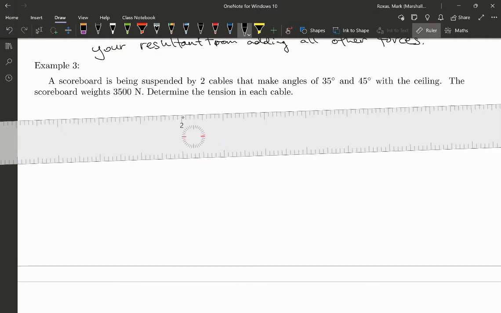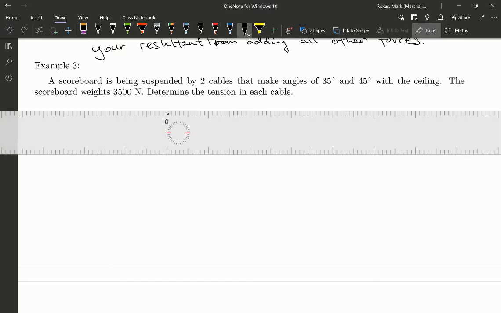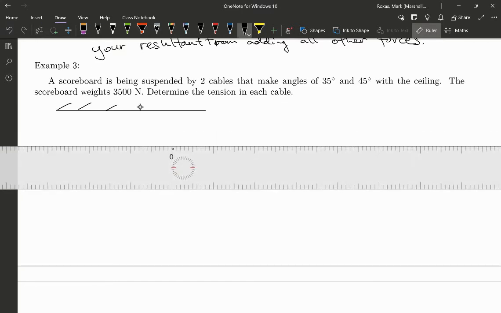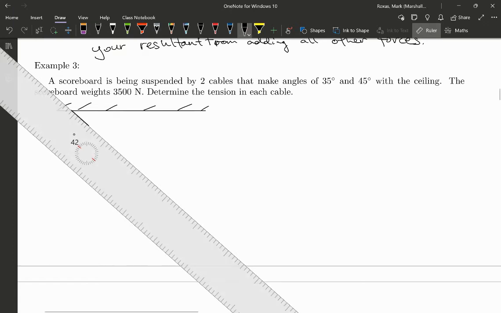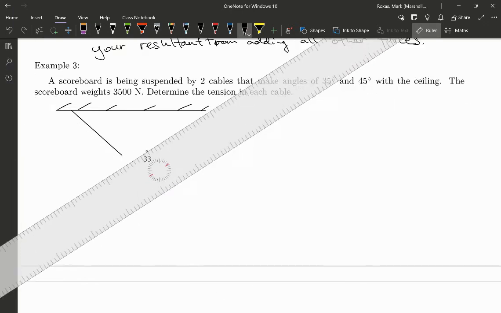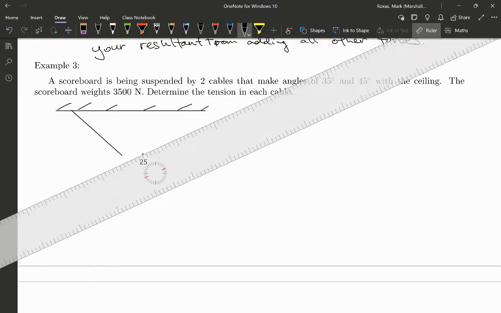So I'm going to have a ceiling. Let's draw a ceiling. I'm going to draw a flat horizontal line. There's my ceiling. And I have a scoreboard being suspended by two cables that make angles of 35 and 45 degrees with the ceiling. So let's draw two cables attached to a scoreboard.